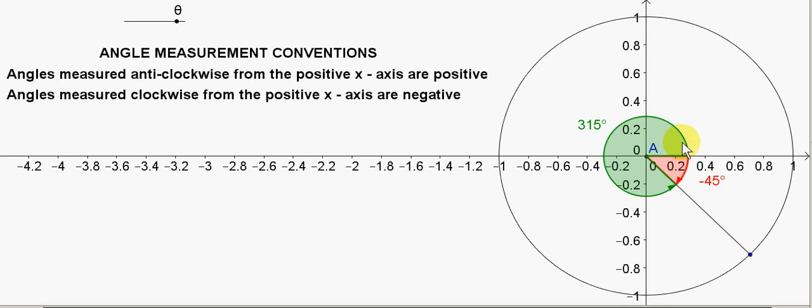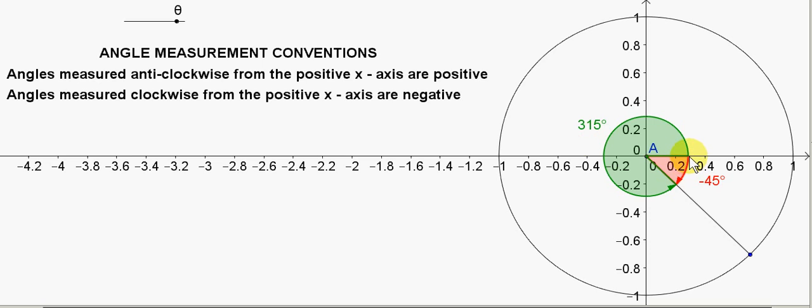We've seen already that when we're talking about an angle of 315 degrees, we are measuring anti-clockwise from the positive x-axis. So this is a positive angle. This is just a convention. We could have made this minus 315 degrees, but normally angles measured anti-clockwise are positive.